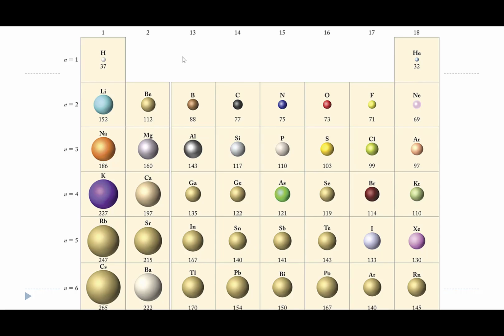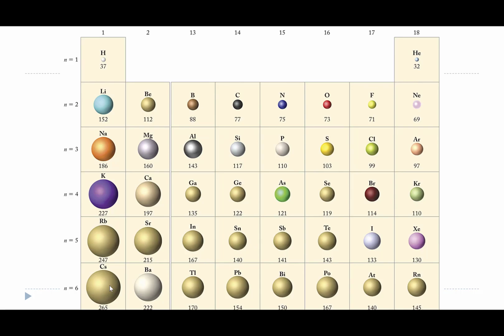I noticed 2 trends going on here. There's a trend from top to bottom, and there's a trend from left to right. The one from top to bottom is a lot easier to understand, so let's talk about that one first. Let's look at just group 1: hydrogen, lithium, sodium, all the way down to cesium. As we go from top to bottom, the atomic radius gets bigger. Not surprising. But why?